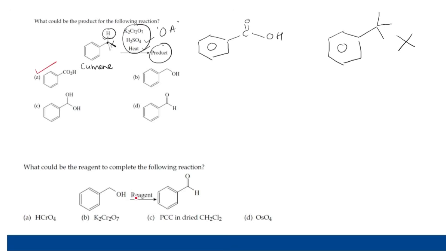Now let's see what reagent will be used for the given conversion. There is a benzyl alcohol converted to benzaldehyde. This is very simple. It has to be a mild and selective oxidizing reagent, which is PCC in dry dichloromethane. This is also known as DCM. Dichloromethane is the best solvent for PCC. Therefore, the reaction condition must be as shown in option C.